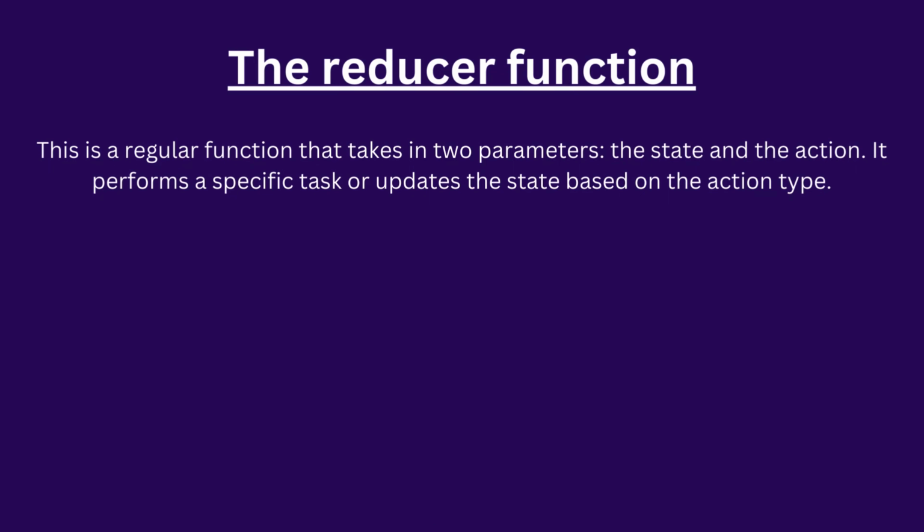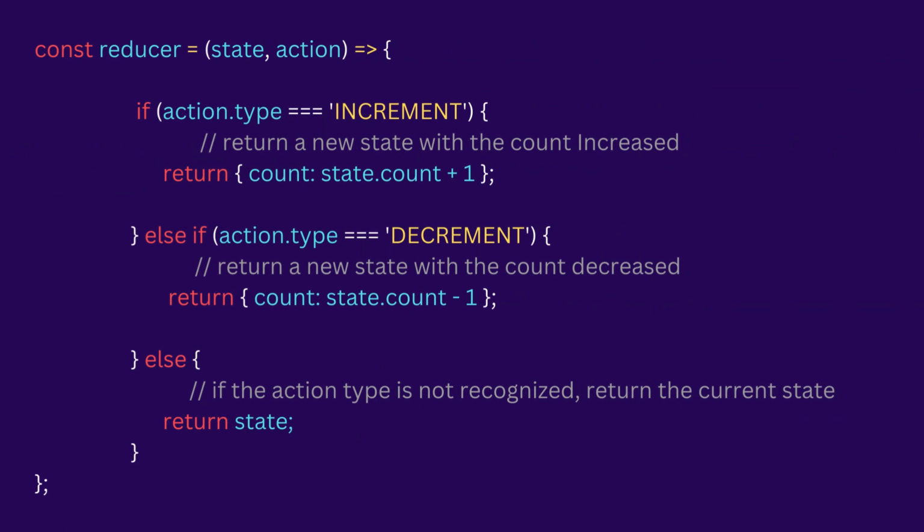To illustrate this concept, let's take a look at the following code example. As you can see, the reducer function takes two parameters, the state and an action. Inside the function, we use an if-else statement to check the action.type. So if action.type is equal to increment, we return an updated state object with the count increased by 1. Similarly, if the action type is decrement, we return the state with the count decreased by 1. And if the action type is not recognized, we simply return the current state.